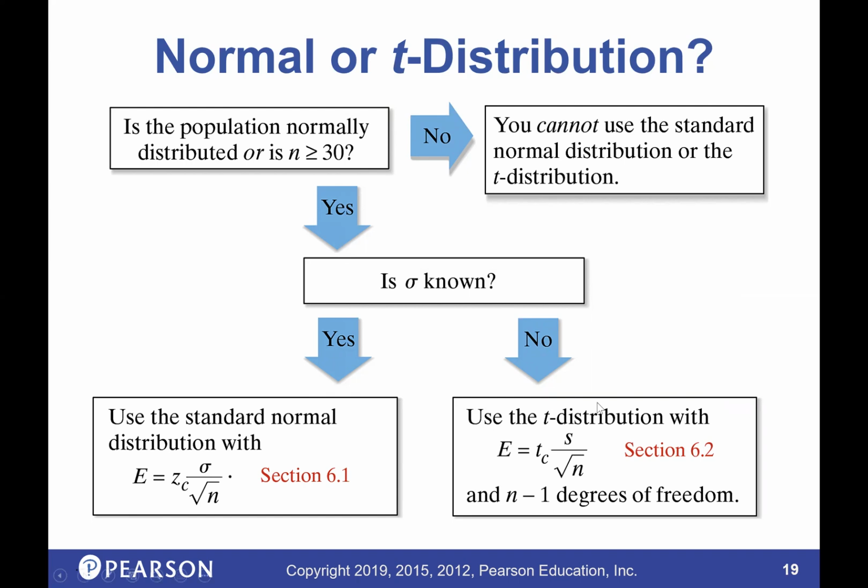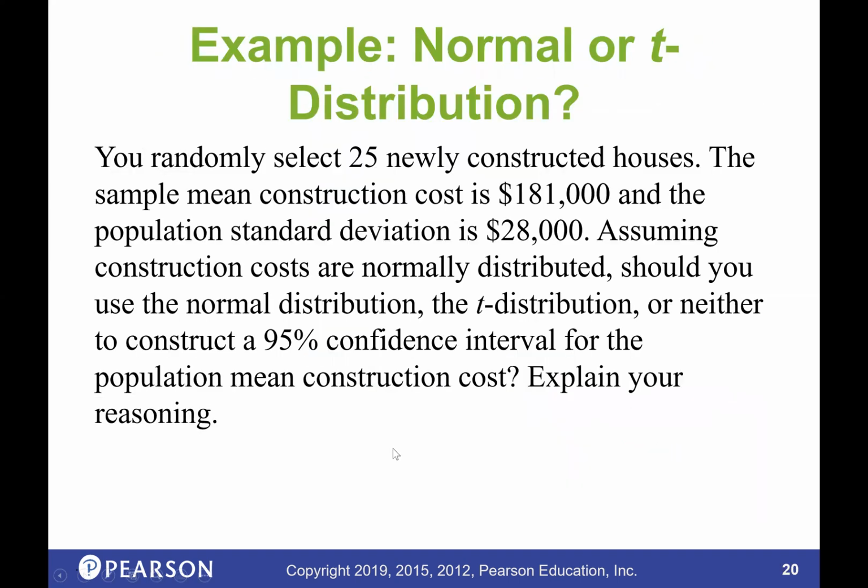Okay, with that, we could do one more example. How about this one? Just to say yes or no here. Let's see, you randomly select 25 newly constructed homes. Sample mean construction cost is $180,000. The population standard deviation is $28,000. Talk to me. Is it a normal distribution, a t-distribution, or neither?